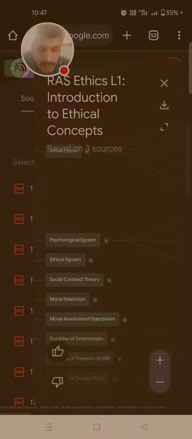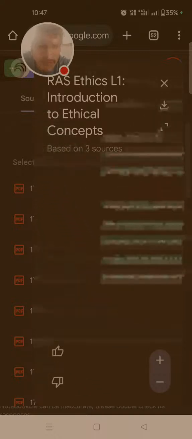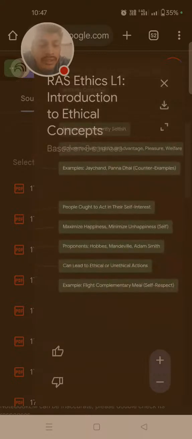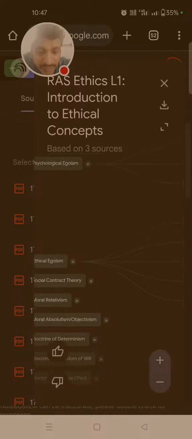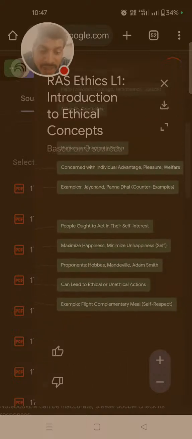psychological egoism. Then comes ethical egoism. People ought to act in their self-interest. Maximum happiness and minimum unhappiness is what is wanted. Hobbes, Mandeville, and Adam Smith are the proponents of ethical egoism. It can lead to ethical and unethical action. And the example is the fight, completely Mill, meaning self-respect.